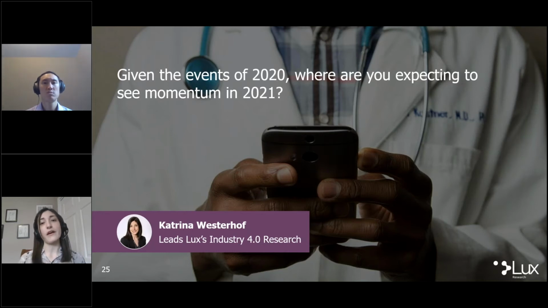Like what we saw in the health space, these were things that were happening anyway, but the pandemic has accelerated them. It's broadened the interest. It's created these market signals that this is really going places. So I think we're likely to see remote monitoring in all forms continue to hold this momentum in 2021.